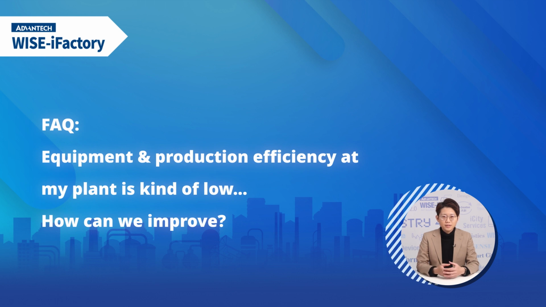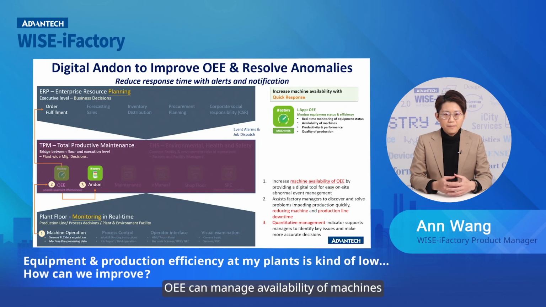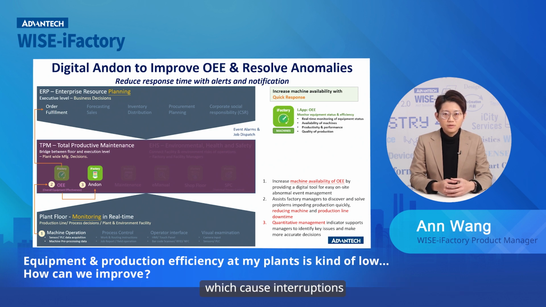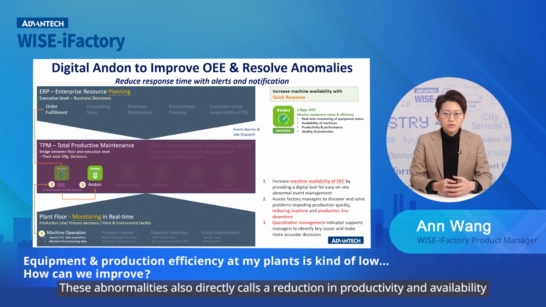Equipment and production efficiency at my plant is kind of low. How can we improve? OEE can manage availability of machines, but there are various unexpected conditions in production, such as machine breakdown, lack of material, or production changeover, which cause interruption. This abnormality also directly causes a reduction in productivity and availability.